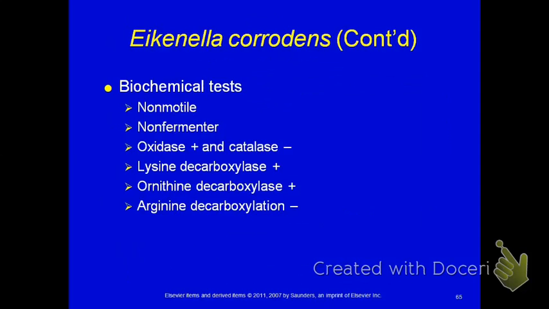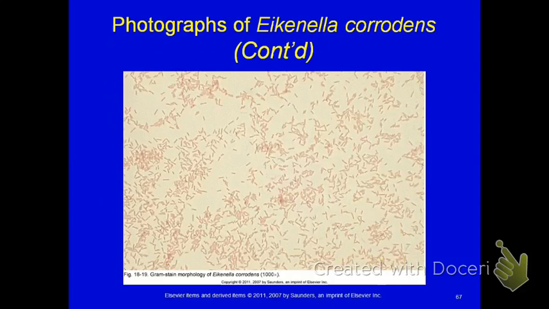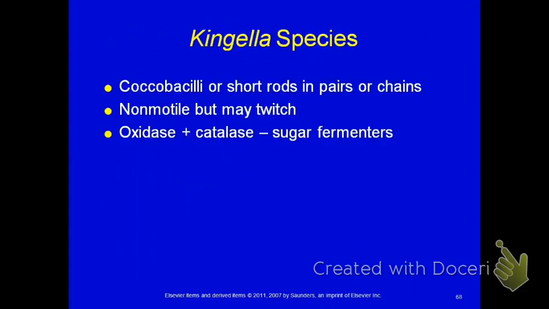They just summarize it here. So, here's another pitting in the colonies of Kingella. And the Gram stain morphology of Kingella: they are much bigger than Hemophilus. And then, of course, we have here the Kingella. These are coccobacilli in short rods and in pairs or chains. They are non-motile but may twitch.